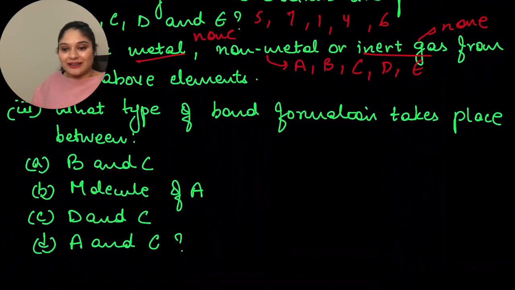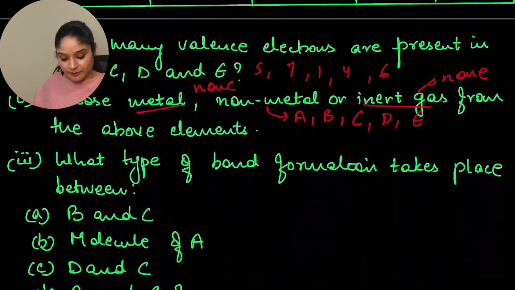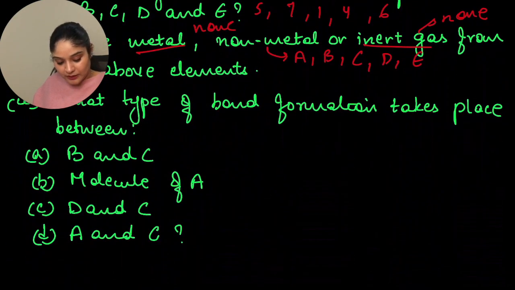So let's start with B and C. B's electronic configuration is 2, 8, 7. C is 1. So what kind of bond will it form? It will form a covalent bond. And since it is 2, 8, 7, that means B is highly electronegative. It will pull the shared pair towards itself. Therefore, it is a polar covalent compound.